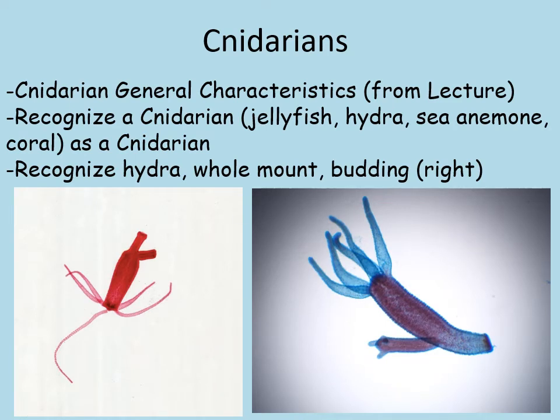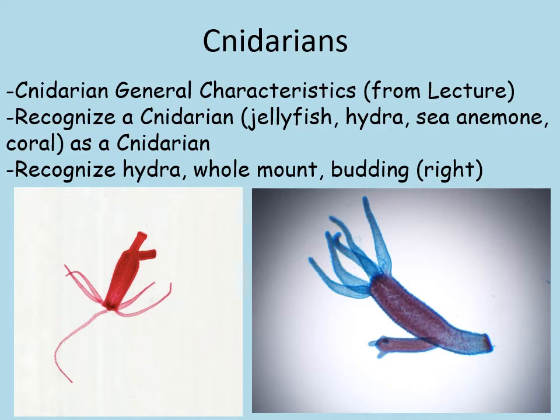So then we turn to the Cnidarians. And for the Cnidarians, again, from the lecture, try to learn and remember the general characteristics of Cnidarians, that they have their two body forms, the polyp and medusa, they have the stinging cells, the cnidocytes, they have radial symmetry. And also on the exam, the lab exam, be able to recognize a Cnidarian as a Cnidarian.